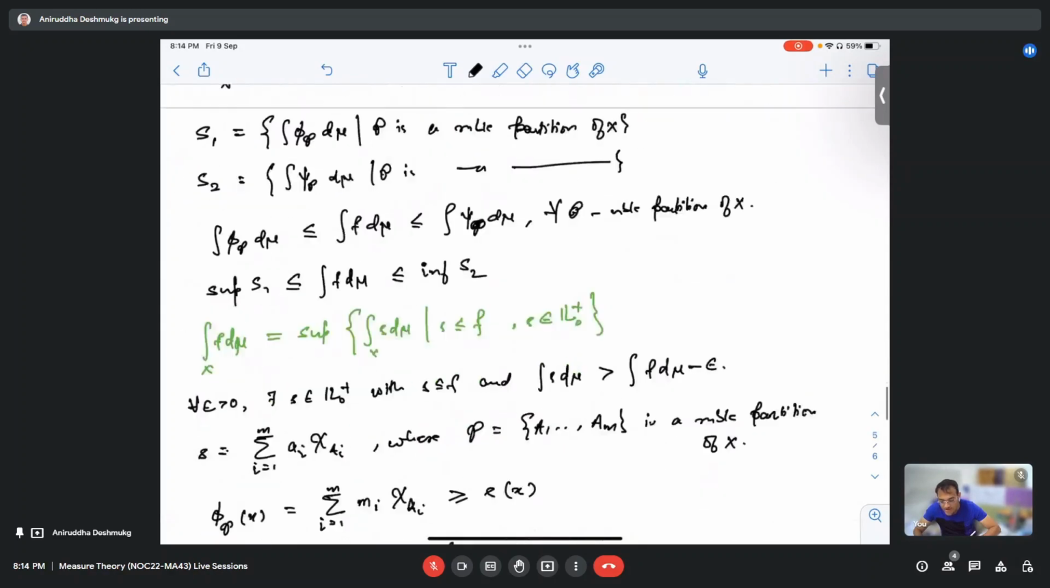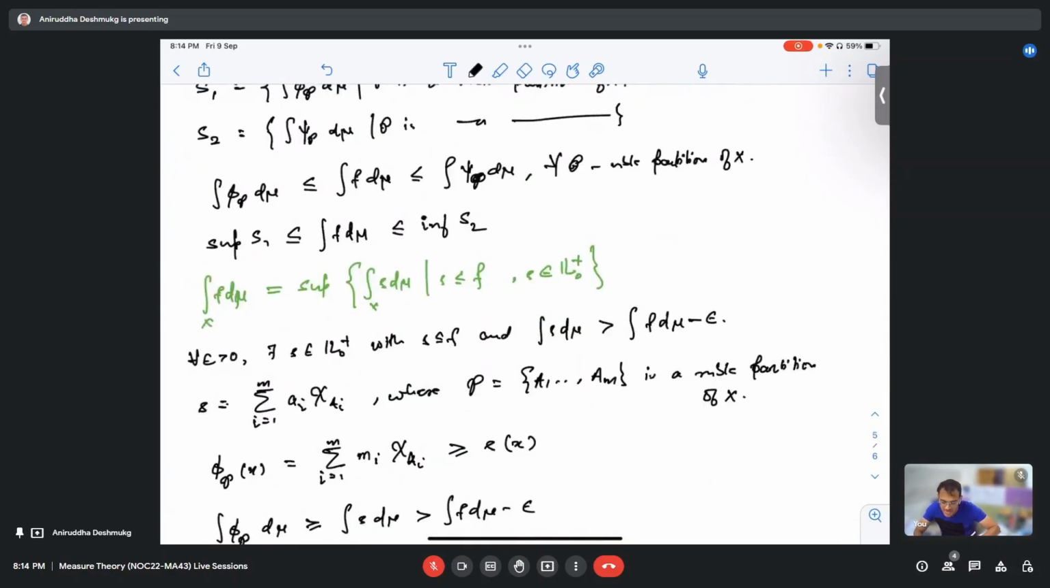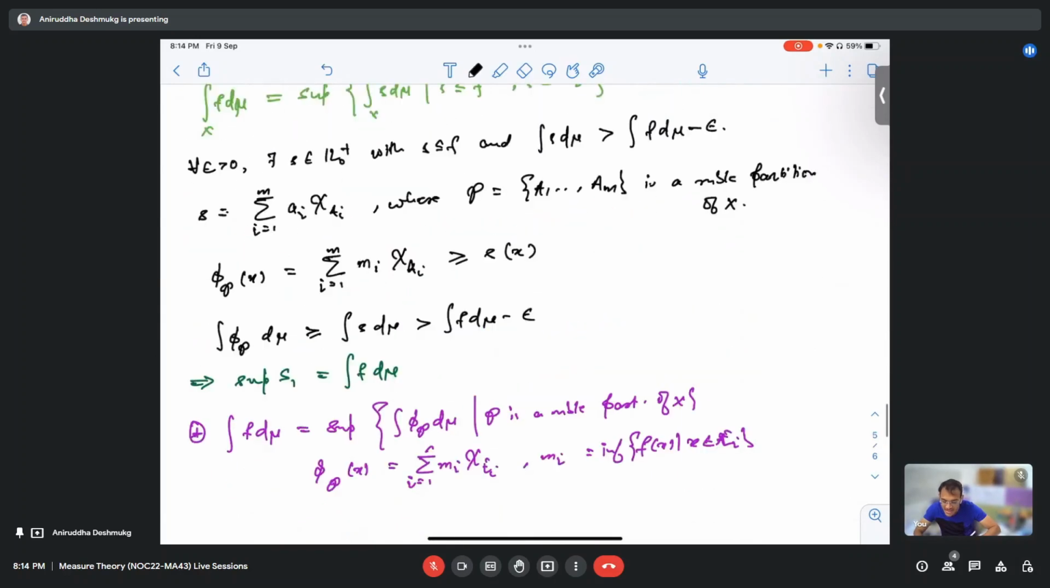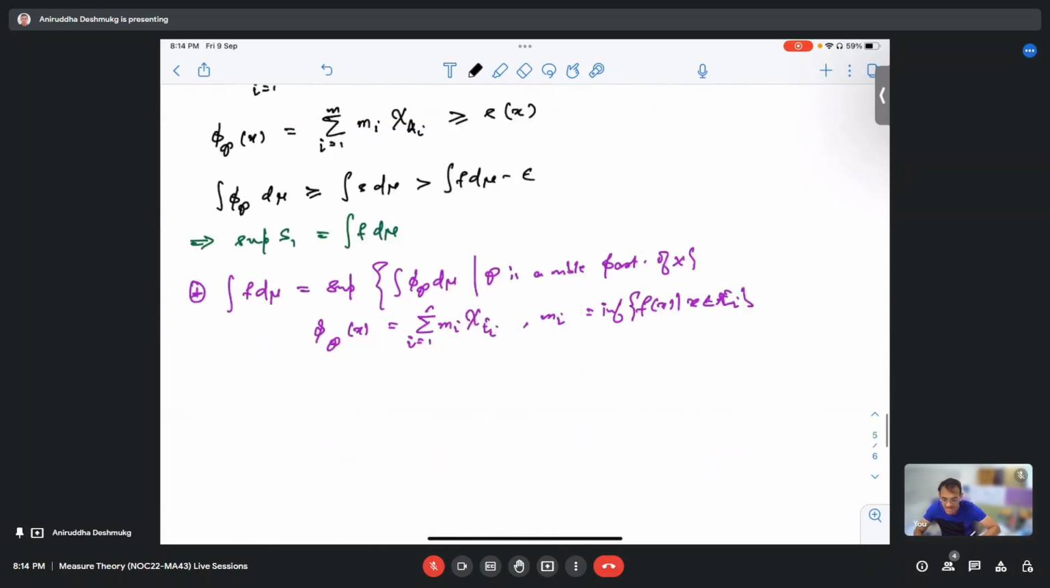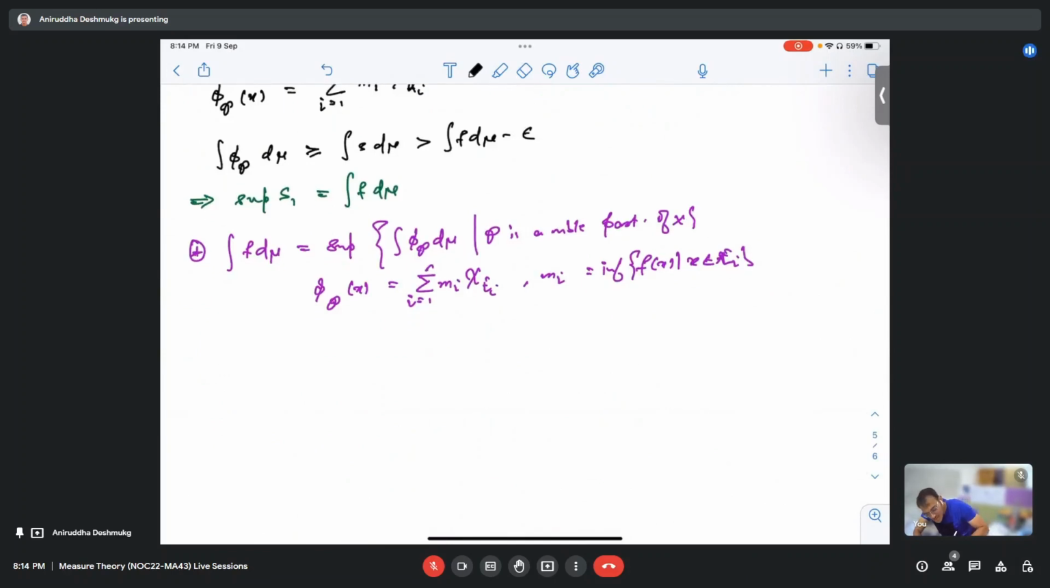Now the next question: whether the infimum of S2 is equal to the integral of f dμ. And here is the point where the measure of X being finite will come into the picture. So for that, let us look at this function. Let us define g as M minus f. Is this a non-negative measurable function?